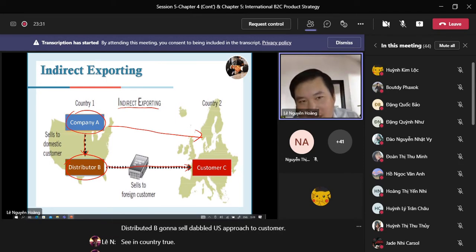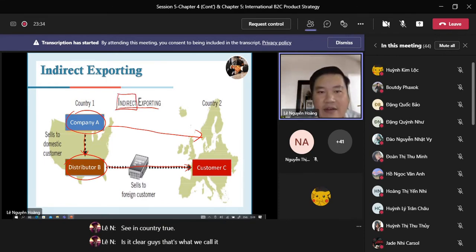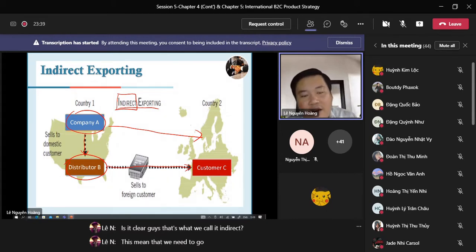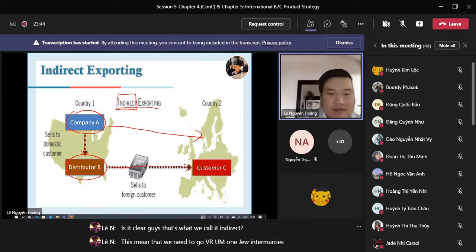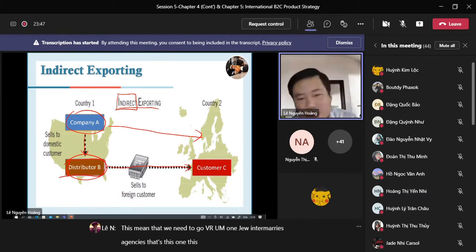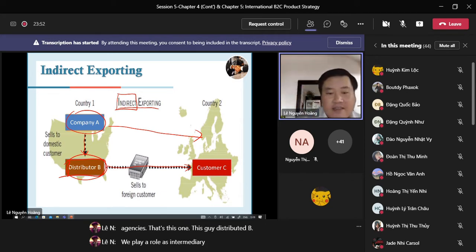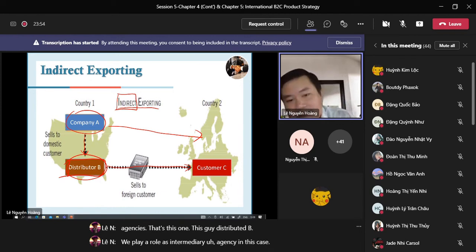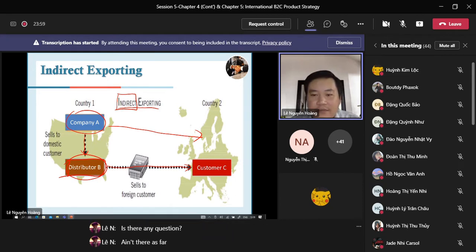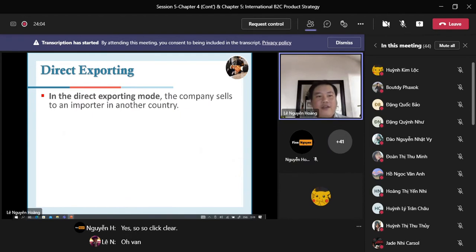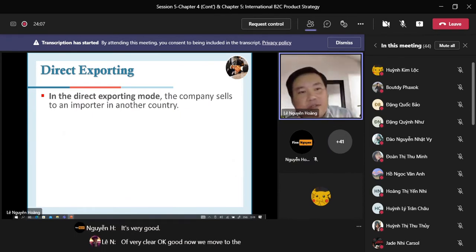Is it clear, guys? That's what we call indirect. This means that we need to go via one or two intermediary agencies. This one, distributor B, plays the role of intermediary agency in this case. Is there any question about indirect exporting? It's very clear. Okay, good. Now we move to the next one, direct exporting.